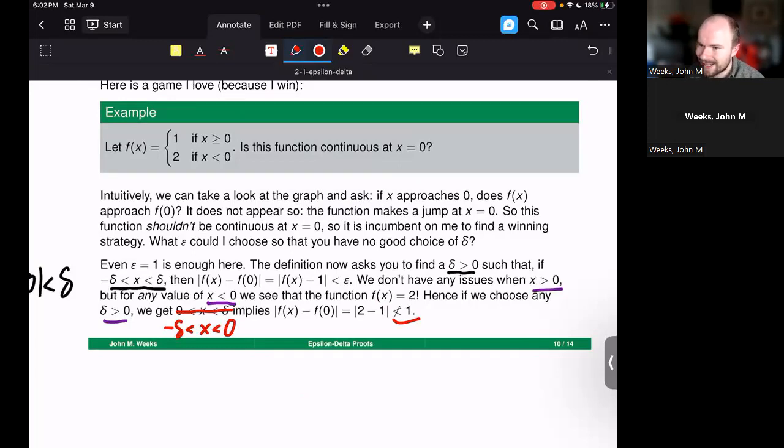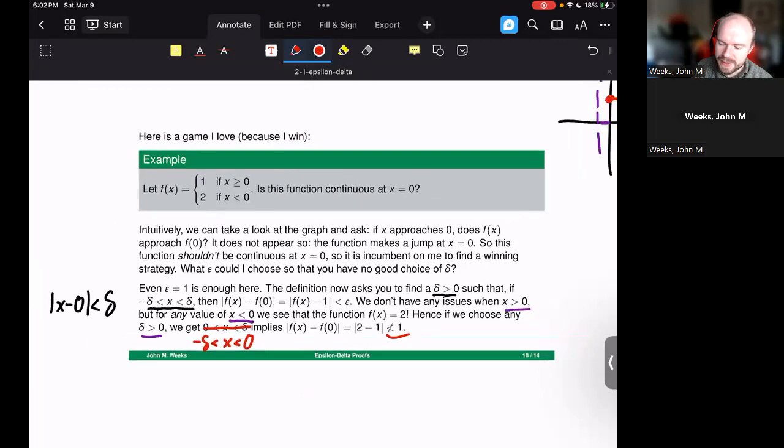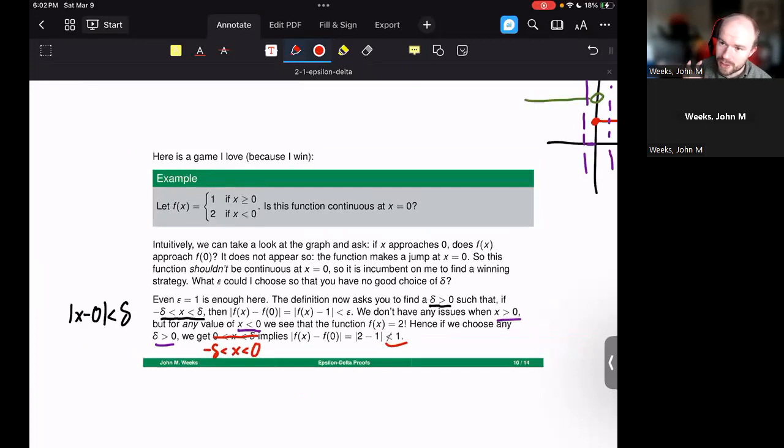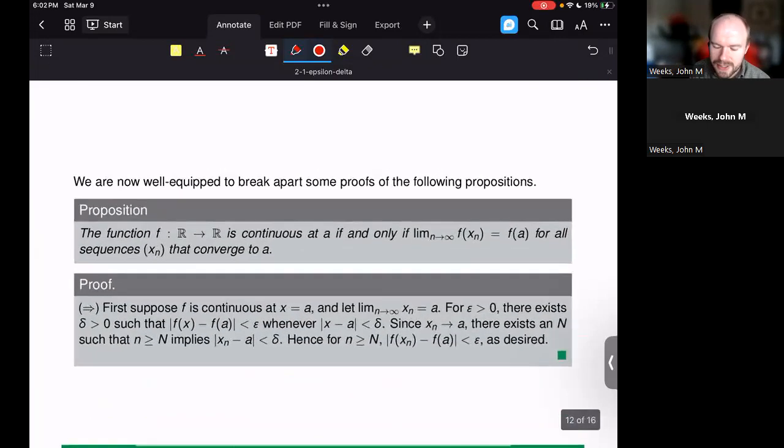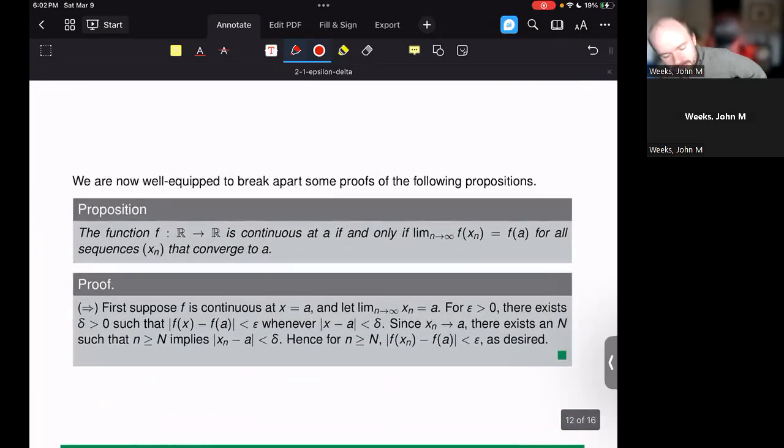Again, I'm hoping that this is not something that comes across as pedantic in any way. I just want it to be very clear so that we have the most solid understanding of these proofs as we move forward, because this is something that is going to be our bread and butter. We're going to see this all the time, and we're going to see it in a lot of different contexts. So having this really be instilled within us as something that we can handle, we can take on, is extremely pertinent to our success. We're now well equipped to break apart some proofs of these propositions.